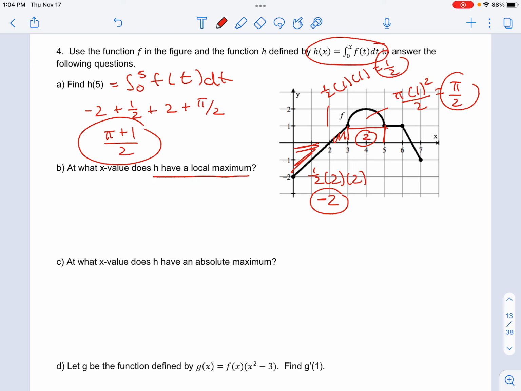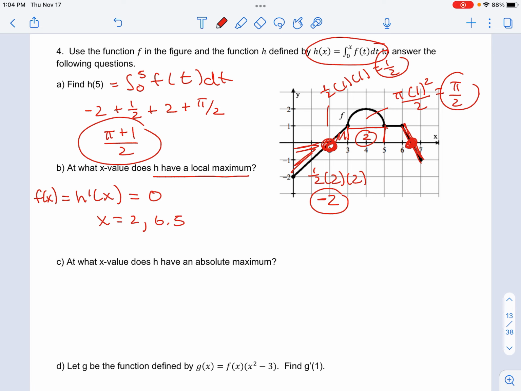Okay, local max. Step 1, we need to find the derivative. Where is the derivative of this graph equal to 0 or does not exist? But really h prime is f of x, and this graph doesn't have any holes anywhere. Okay, the only zeros that I see on this graph are at 2, and this is exactly 6.5, and I know exactly because it's a straight line, and the slope is -2. So my only possibilities are 2 and 6.5.